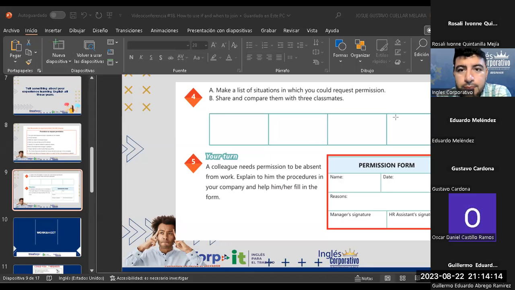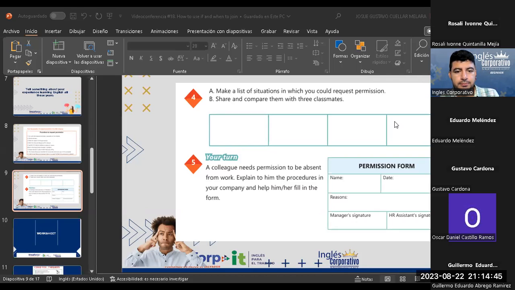Si lo hice en el cuaderno, le tomé foto, lo puedo subir. Yeah, of course, you can do it. Can you send it here to the chat in Zoom? Al chat de Zoom lo pueden enviar. Okay, thank you, Rosalie. Perfect. We're going to wait for the others. Maybe you can send this.